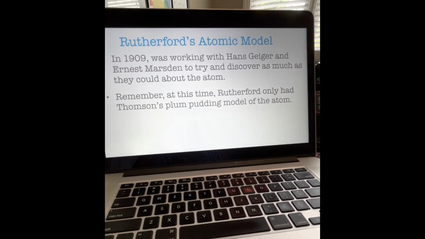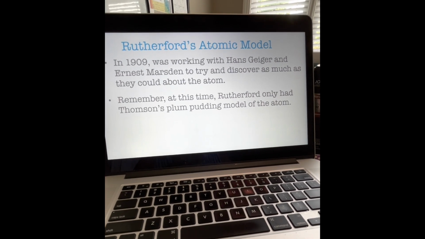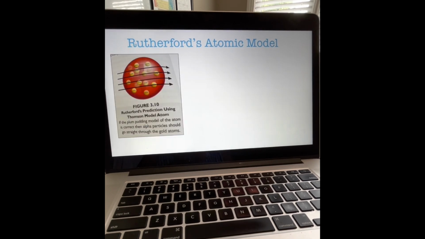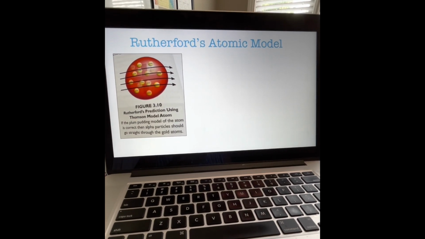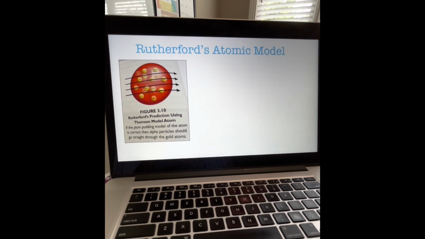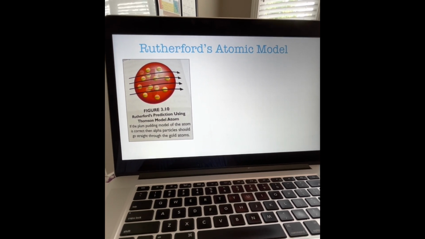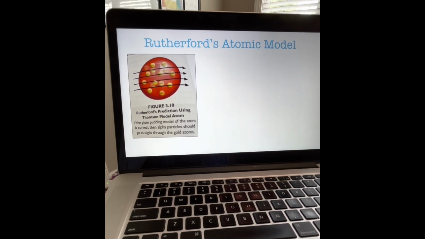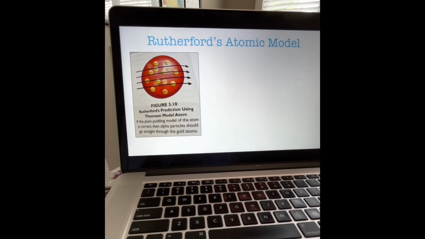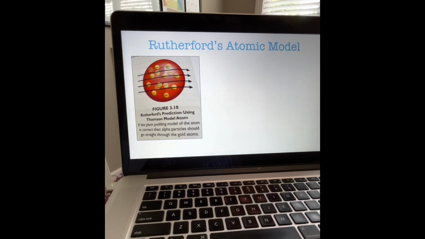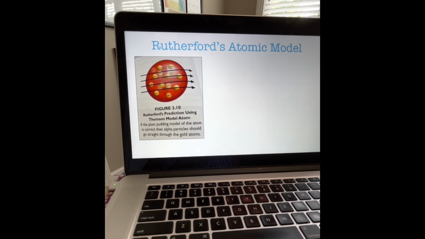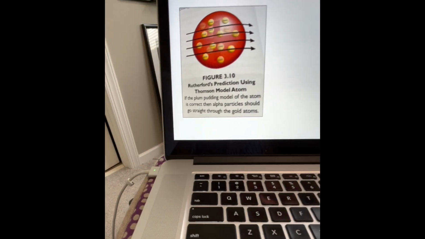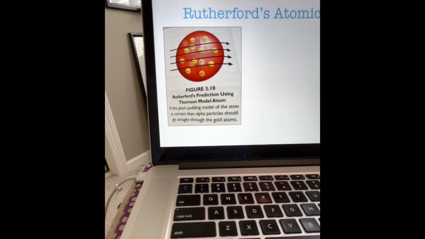So think about this in terms of our plum pudding or our blueberry muffin. As an example, it would be like shooting a bullet through the muffin. The muffin, which is going to resemble the atom, would hardly change the path of the bullet, which was the alpha particle. So that's what he was thinking.